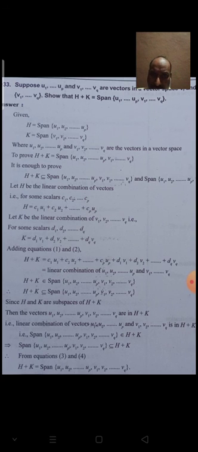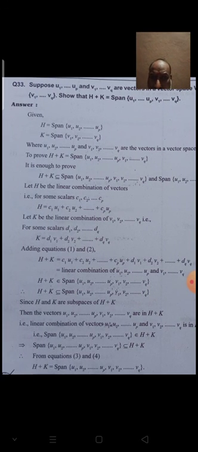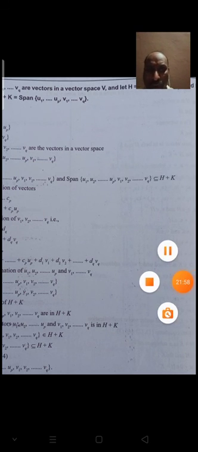The linear combination of vectors u1, u2, and so on up to up, and v1, v2, and so on up to vq, is in H plus K. Since the span of u1, u2, ..., up, v1, v2, ..., vq belongs to H plus K, this implies the span of u1, ..., up, v1, ..., vq is a subset of H plus K. Therefore, from equations 3 and 4, H plus K equals the span of the set u1, u2, ..., up, v1, v2, ..., vq. Okay, this theorem is over.